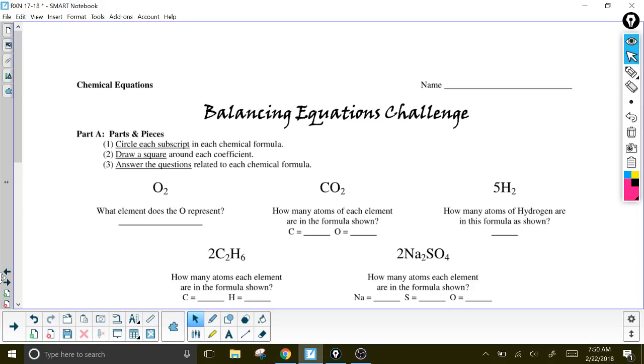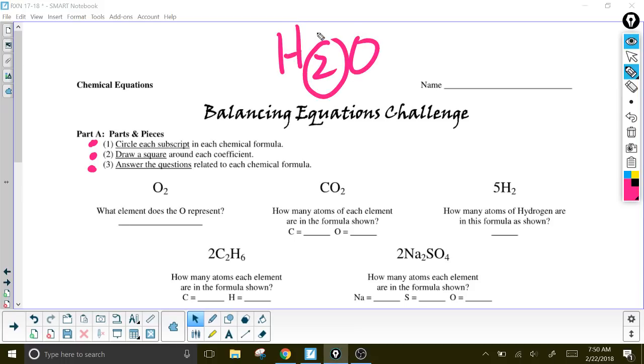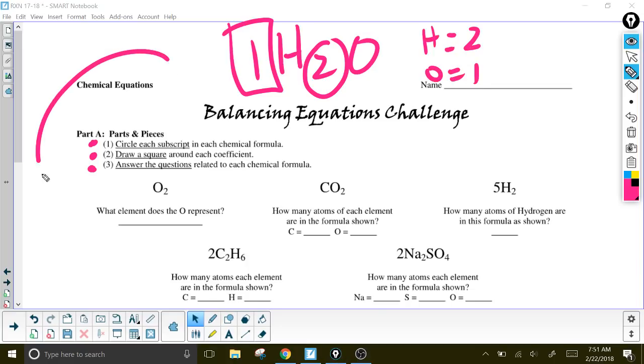So in your practice problem, what are we going to do? It says to circle each subscript, draw a square around each coefficient, and then basically do an element inventory. For example, if H2O was 1, circle the subscripts, so I would circle that, draw a box around the coefficient. There isn't one, but it's 1, it's not written. And then how many H's and how many O's might be the question. H equals 2, O equals 1. So for this first part, that's what you're going to do.